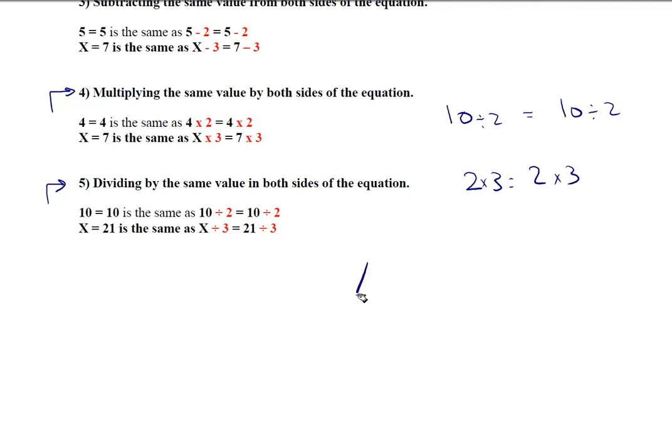So for example, if I have something like this, x equals 7, I can add a 3 on both sides, making it x plus 3 equals 7 plus 3, which is 10. Or if I had x equals 7, I can multiply both sides, for example, by 5. So it becomes 5x equals 5 times 7, which is 35. And the same thing for subtraction or division.